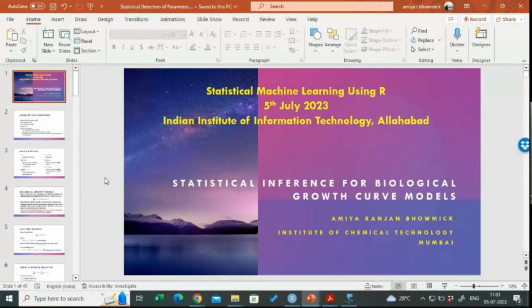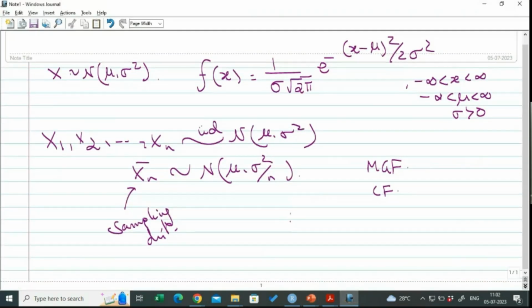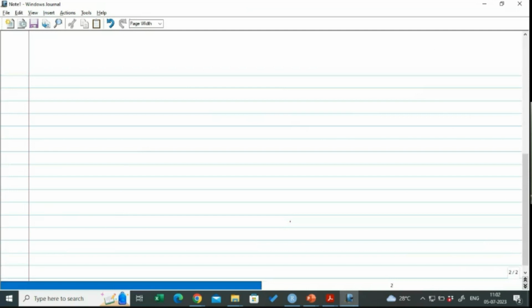So let's now try to give a very brief look. This is going to be application oriented, on how we apply these things in our research work. I'll take two different applications. Whenever we have, say for example, rather than biological, I'm just writing growth curve models.